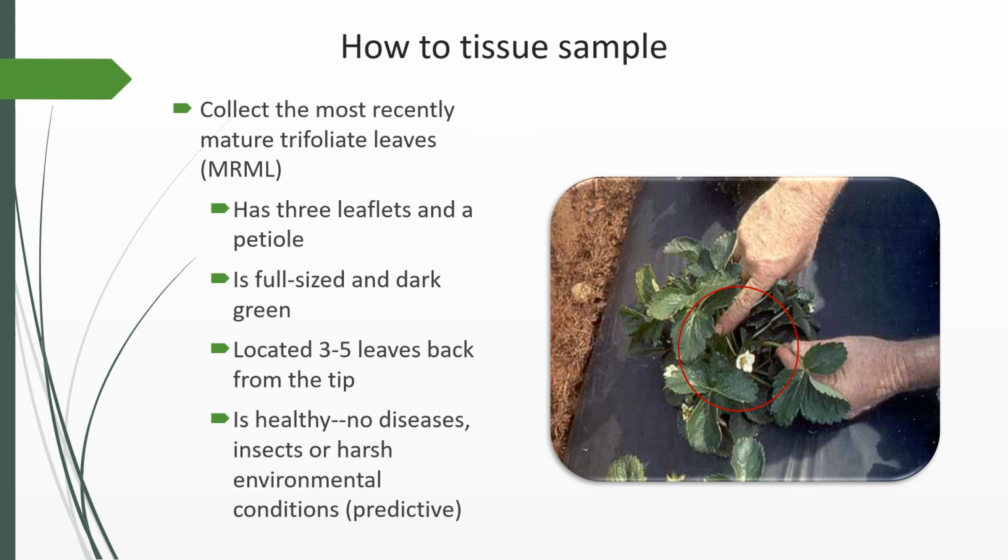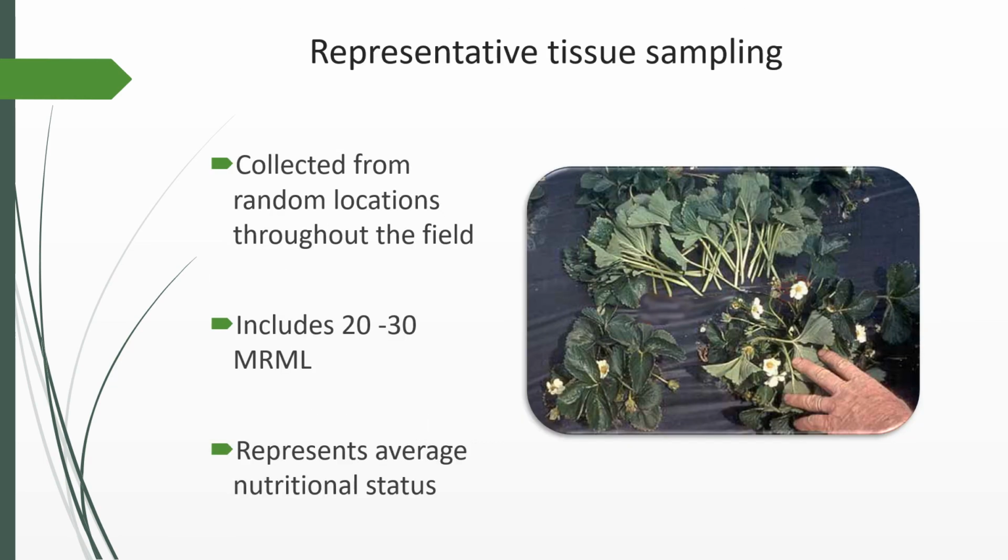The most recent mature trifoliate leaf is what is collected. The most recent mature leaf isn't the mature leaves laying down on the plastic, and it's not the one in the middle of the crown, but in between these positions. It is full-sized and dark green. It is healthy and has no disease, insects, or harsh environmental conditions. Make sure to collect a representative tissue sampling.